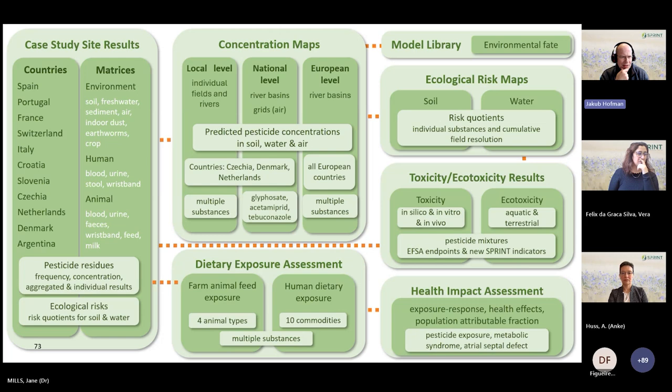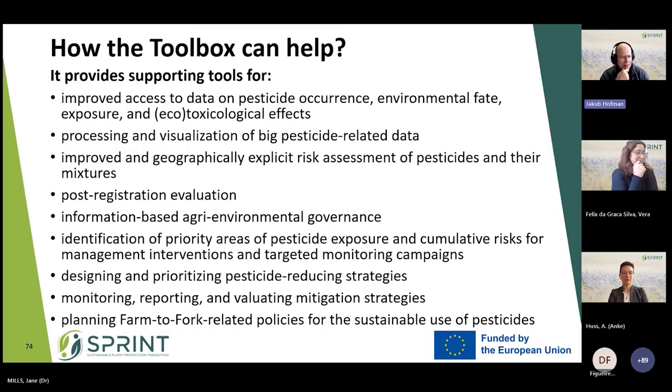I would like to summarize the benefits of the toolbox for various stakeholders. So we really believe that the SPRINT Toolbox provides supporting tools for improved access to the data on pesticide occurrence, environmental fate, exposure, and toxicological effects. Also showcasing how to process and visualize the big pesticide-related data on real examples of this data from selected European countries, and from the national level to the European scale.